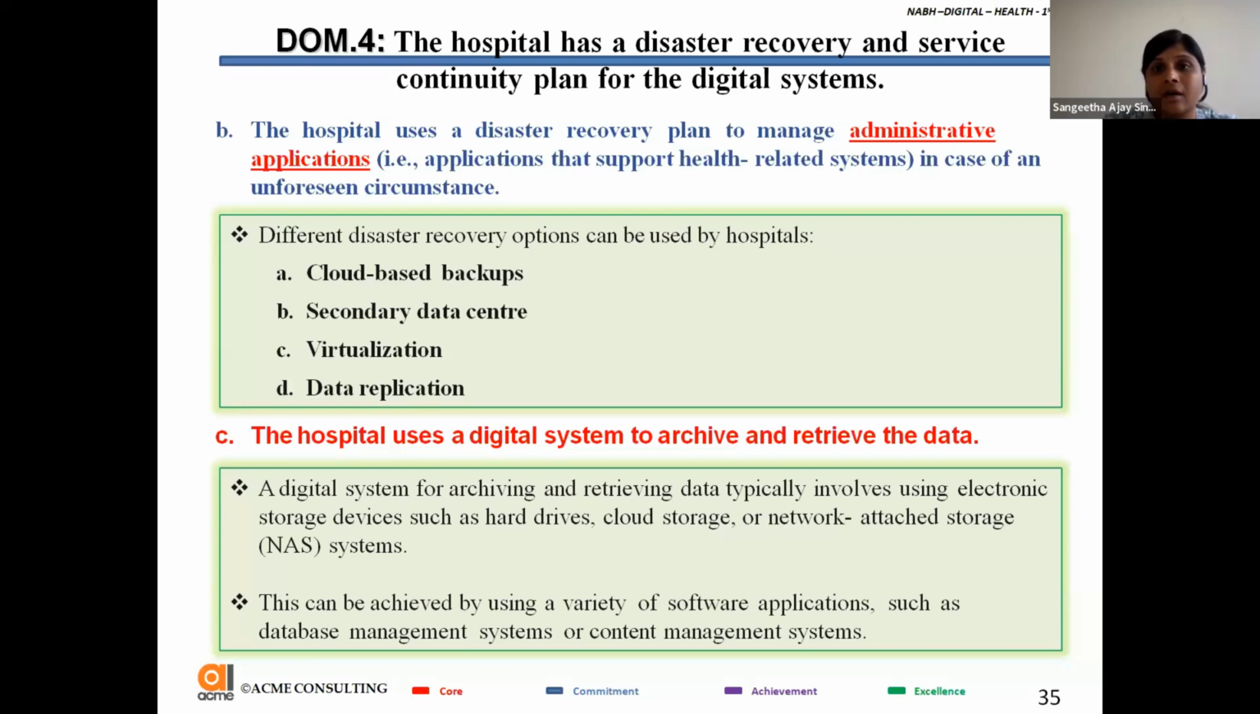How do you recover the data related to the administrative application? In that case, there are disaster recovery options where the hospital can use cloud-based backup, secondary data center, virtualization, and finally data replication. With all these recovery options, the hospital will be able to recover the data. And the hospital should also be able to retrieve the data, or archive the data, by using hardware or cloud storage or any network attached storage, which is a storage system within the premises.